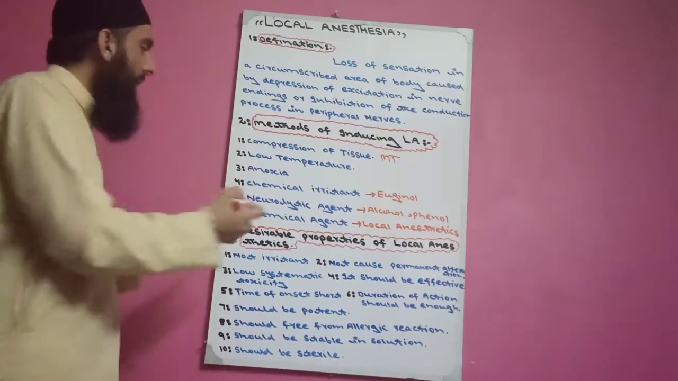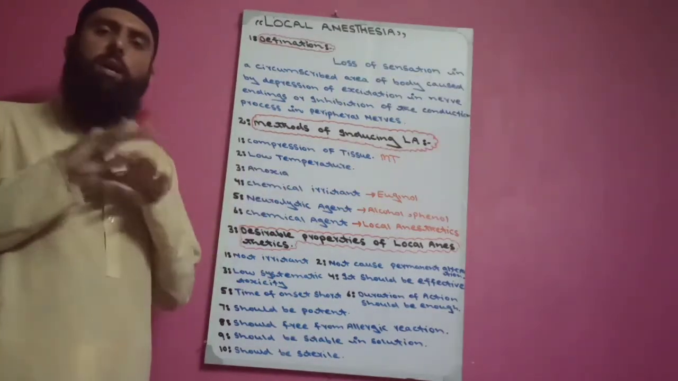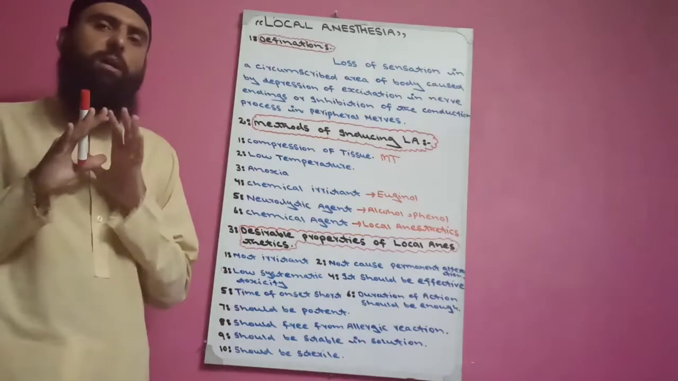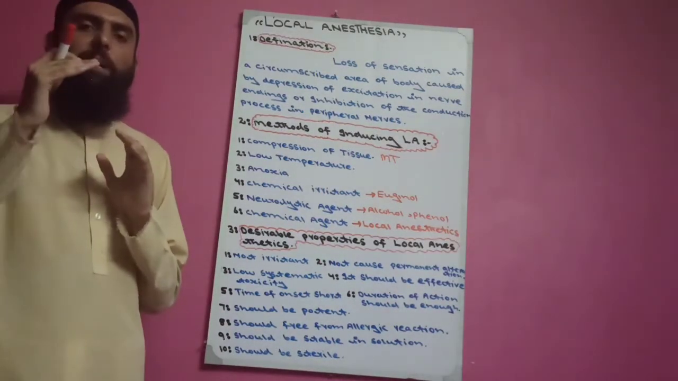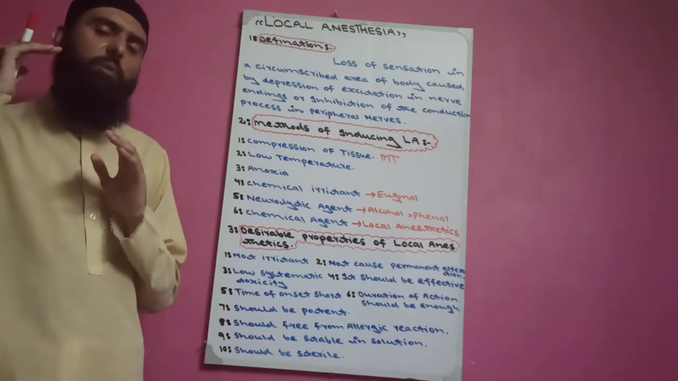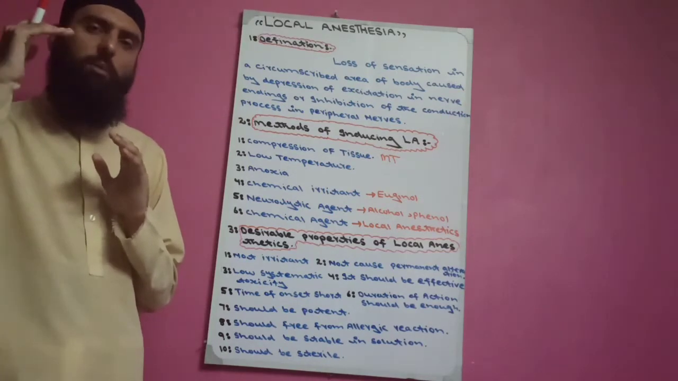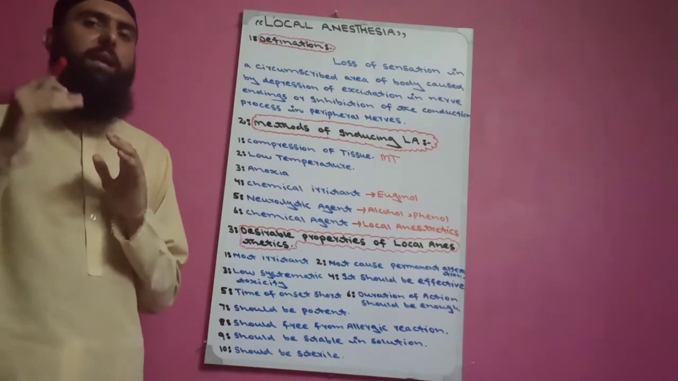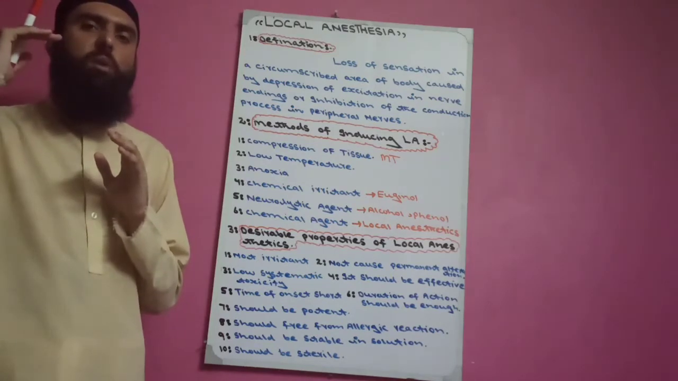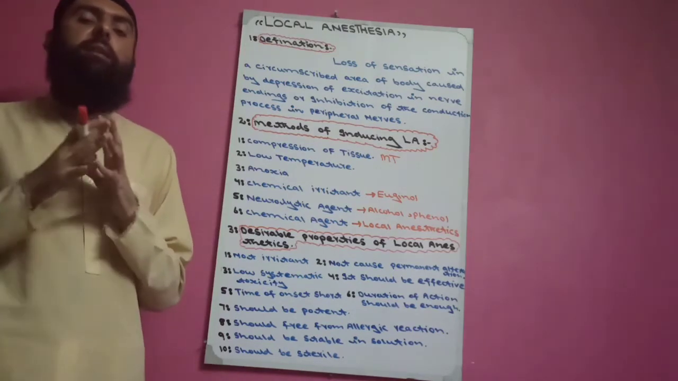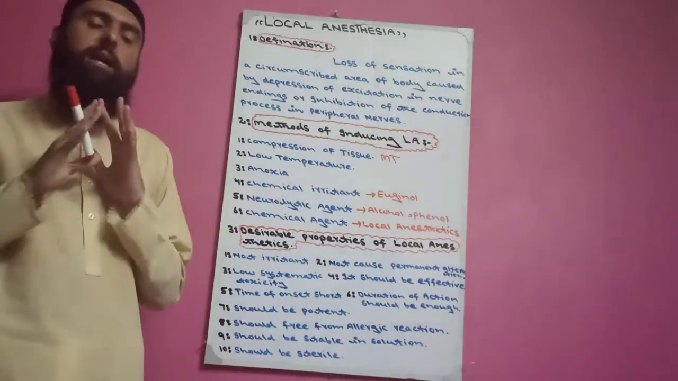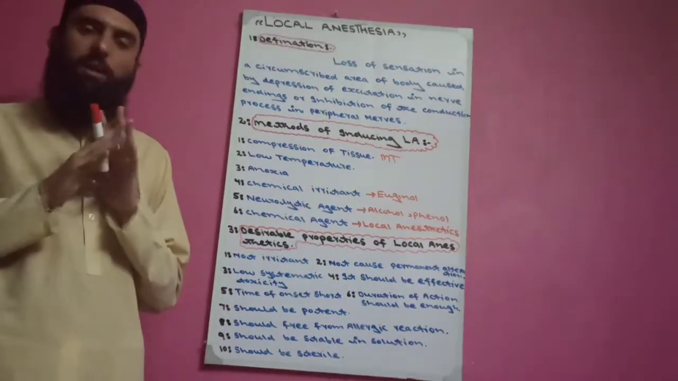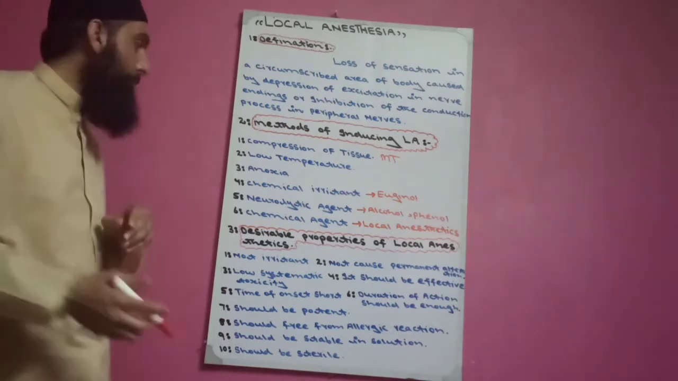Now, why does anoxia occur? Why does severe hypoxia occur? Again, due to affected blood supply. When there is decreased blood supply to the neuron, in the result there will be decreased oxygen supply. In the result, there will be severe hypoxia, and in the result there will be loss of sensation, and the local anesthesia effect will be induced.